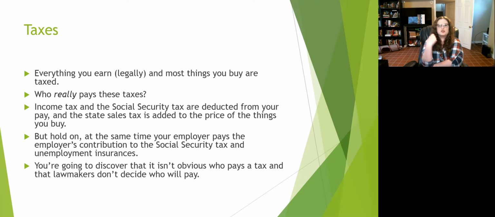Income tax and the Social Security tax are deducted from your pay. And the state tax is added to the price of things that you buy. But what happens to prices? What happens to all the other pieces? When you pay Social Security, your company also pays into Social Security and matches a lot of your contributions. They put into unemployment insurance. Your sales tax might be partially offset by reducing the price of the item, or raising the price of the item if we get rid of a sales tax.